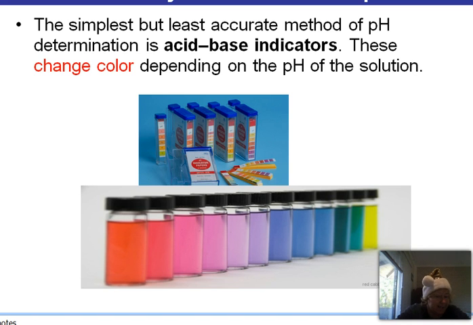Okay, the simplest but least accurate method of pH determination is acid-base indicators. These little guys change color. So this is what we're going to do urine analysis with. You're going to dip it in there and it's going to tell you what the pH of your pee is. The pH of your blood, it's very important. These things are super vital, and it's basically a color change. You can do it in liquid. You can do it with these little tabs, and it'll change color and tell you what the pH is.